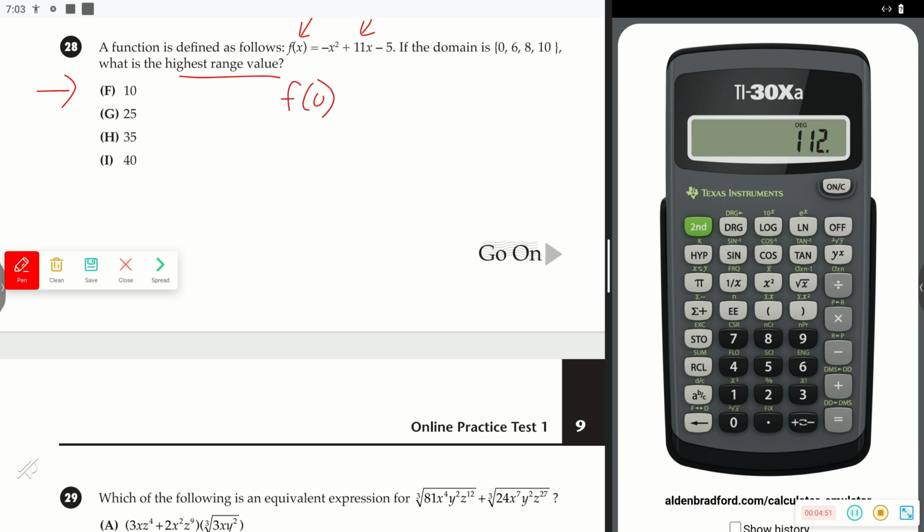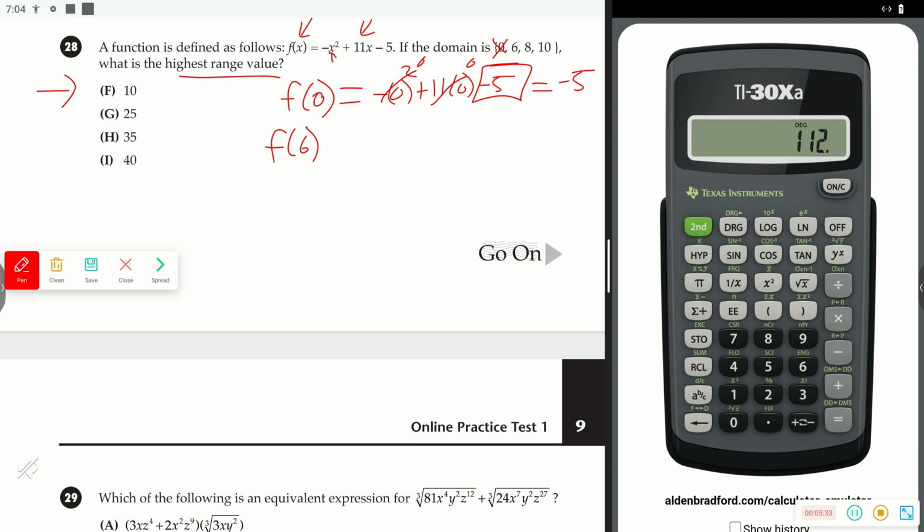So f of 0. If we plug a 0 in for x, we're going to have negative 0 squared plus 11 times 0 minus 5. Now, 0 squared is 0, negative 0 is still 0, 11 times 0 is 0, so this goes to 0, this goes to 0, and we're just left with negative 5. 0 plus 0 minus 5 is negative 5. So this equals negative 5.